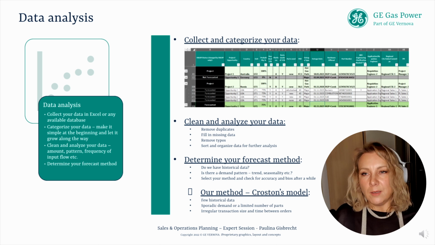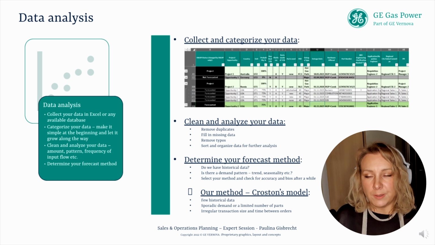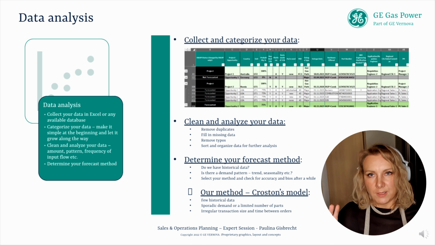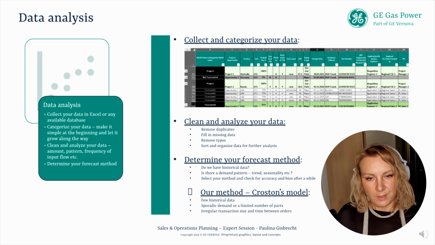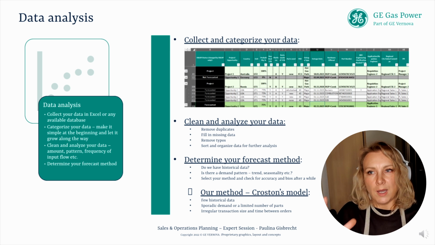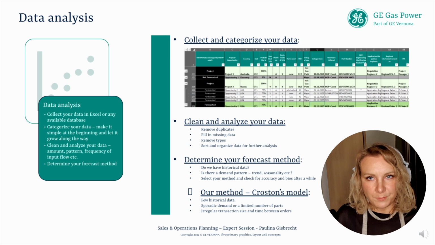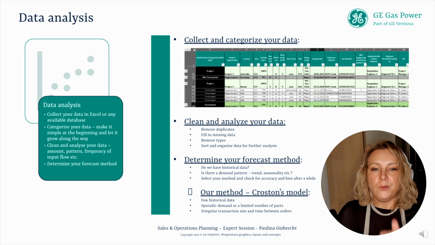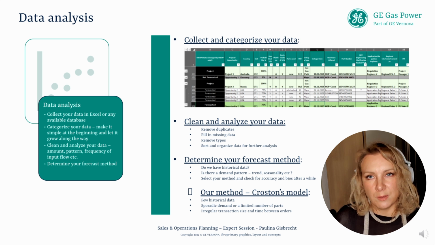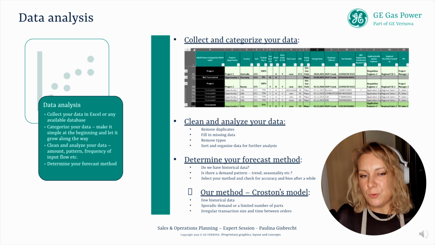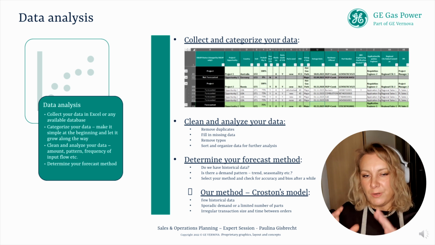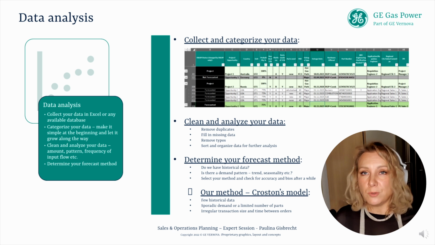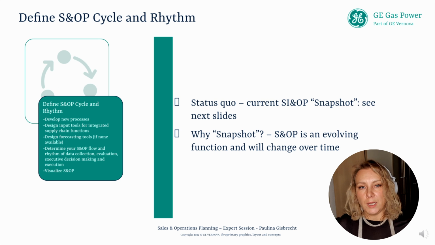Then I cleaned the data, removed duplicates, removed the typos, and filled in some missing information. And then I was able to analyze and see, is there a pattern? This is how you proceed. You can use descriptive analytics to understand what type of information you have, what type of demand you have, what pattern. Is there seasonality? And then you can decide what type of forecasting model you can use. In our case, we chose the Tukent model because we have very sporadic demand and irregular transaction size and time between the orders. So it was the most suitable and still is for our product line.